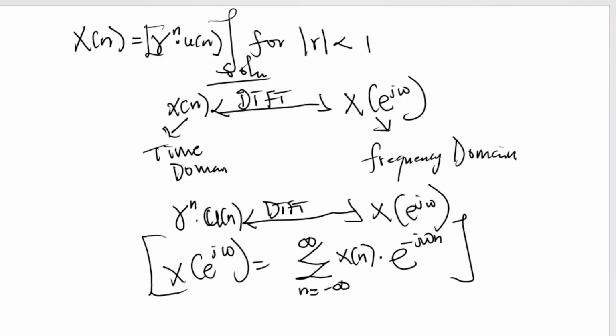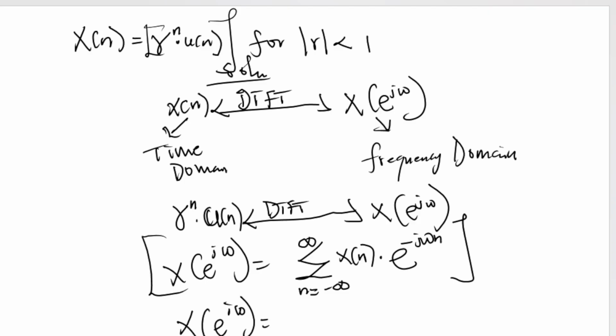Since we are giving this formula with respect to the discrete signal x of n, we know that x of n is now equal to r raised to the power of n multiplied by u of n. Are we together? So since we are seeing x of n here, we are replacing x of n with your new signal, which is r raised to the power of n multiplied by u of n.